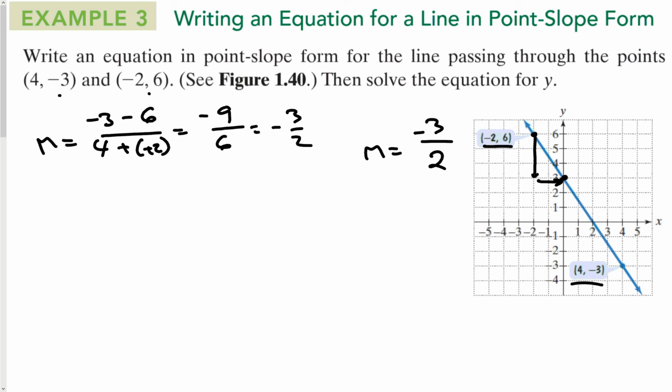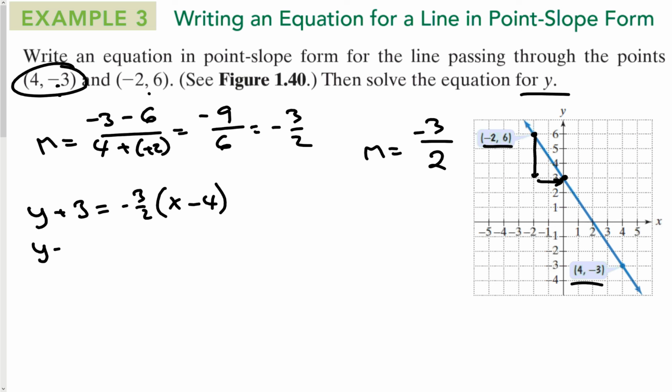Now I need a point. I've got to pick a point, and then we're going to solve the equation for y. Let's pick this point right here. So y minus y1, minus turns into a plus, the slope, negative 3 over 2, times x minus 4. Let's solve this for y. Negative 3 over 2x, that turns into a positive 6. y is equal to negative 3 over 2x plus 3.